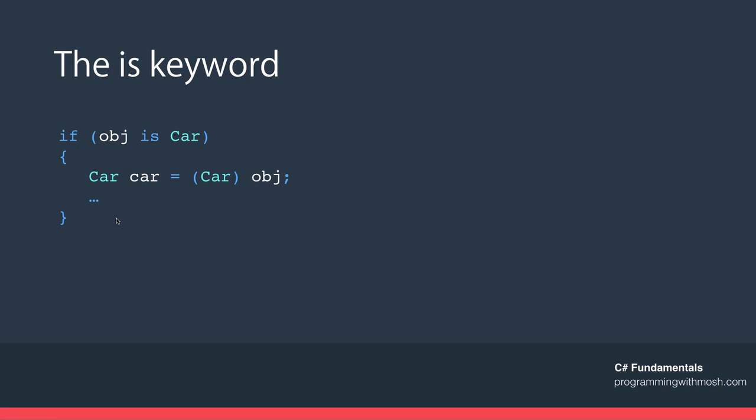We also have the is keyword. With the is keyword, we can check the type of an object. So we can say if object is a car, then we can safely cast it to the car. Otherwise, we won't do any casting. Okay, let's jump into code and see all these concepts in action, plus some real-world examples of where you need to do conversion between objects.